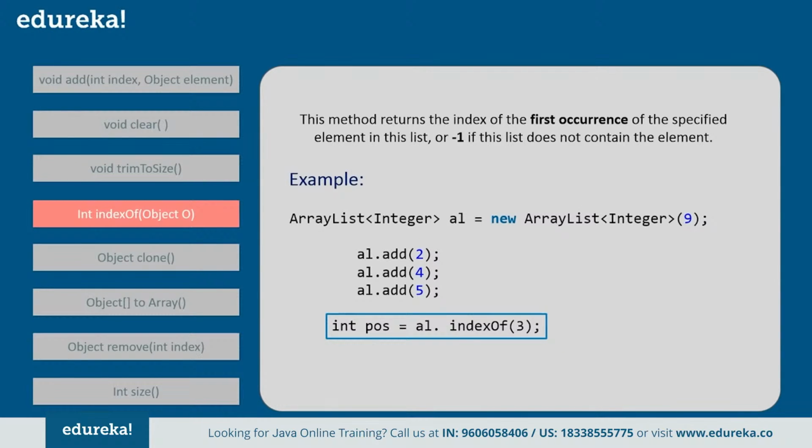Next, indexOf. This method returns the index of the first occurrence of the specified element in the list. If that element is not present in the list, then it returns -1. Suppose in this case, if you want to return the index of 5, and if you write here 5, then it will return A of 2 because A of 1 and A of 2. But if you try to find the index of 3 which is not present in the array list, then it will return -1. That is, it returns -1 if the list does not contain the particular element.